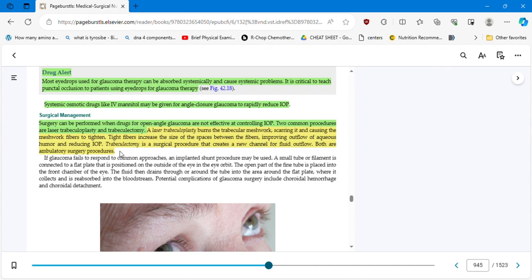So we know it's all about the trabecular meshwork, right? So we need to tighten those fibers in order to allow a space for the fluid to run and to reduce the pressure of the glaucoma.